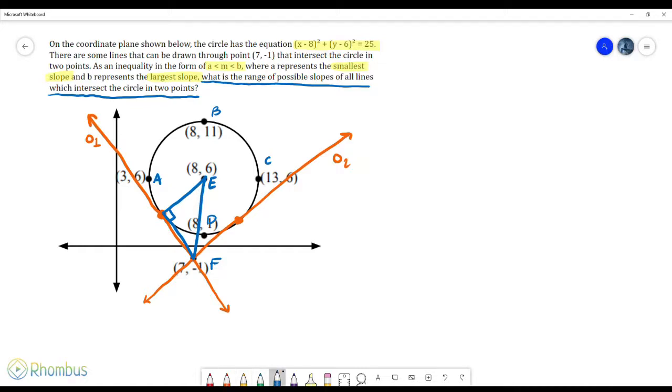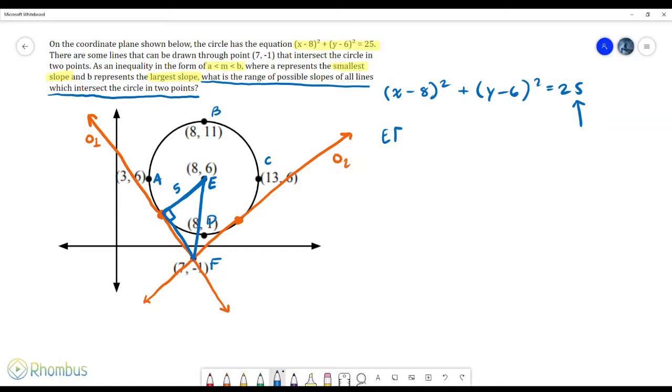So we need to first find out what type of right triangle this is. If we look back at the circle equation, (x - 8)² + (y - 6)² = 25, we know that the square root of 25 is the radius of the circle. So the square root of 25 is just 5. So we know that this length is 5. Now let's find out the length of EF.